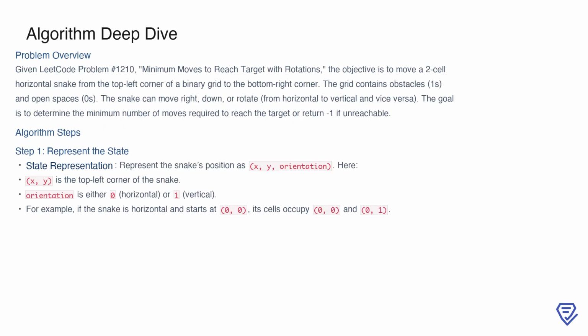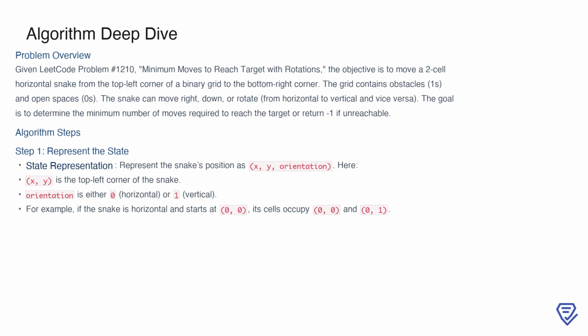In this problem, we're tasked with navigating a two-cell horizontal snake through a binary grid, starting from the top left corner and aiming to reach the bottom right corner. The grid consists of obstacles, represented by 1s, and open spaces, represented by 0s. The snake can move right, move down, or rotate between horizontal and vertical orientations, provided the movement is valid. The goal is to determine the minimum number of moves required to reach the target position, or return -1 if it's impossible to do so.